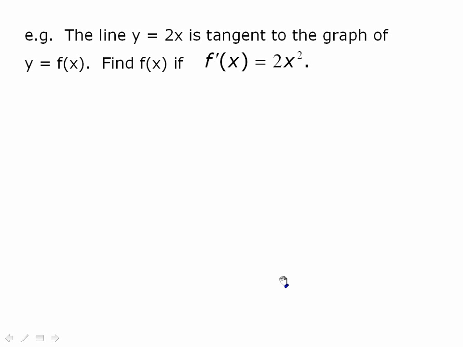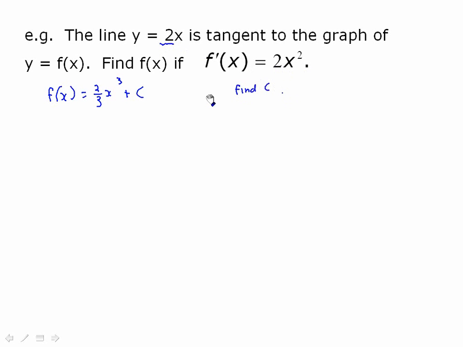Now, we can do this one in a few different orders. Some of you will think right away, well, I need to get the antiderivative of this function. And, of course, what you get is f at x is equal to x to the 3, and then 2 over 3 x to the 3, and then plus c. But we do need to find out what the c value is. So we need to find c.